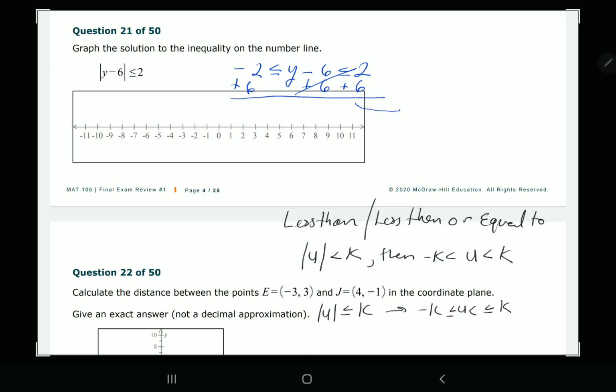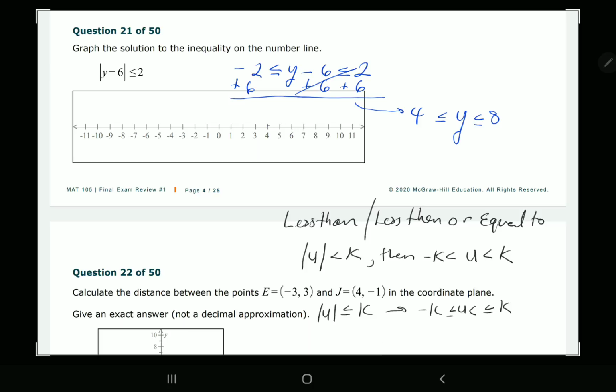I'm going to transition over here. So y is between the values of negative 2 plus 6 is going to be positive 4, and 2 plus 6 is going to be 8. Because we have an equal to under the inequality symbols, they're going to be closed circles. If there were no equal to symbols under my inequality symbol, it will be an open circle. So y will be between 4 and 8. That can also include 4 and include 8.